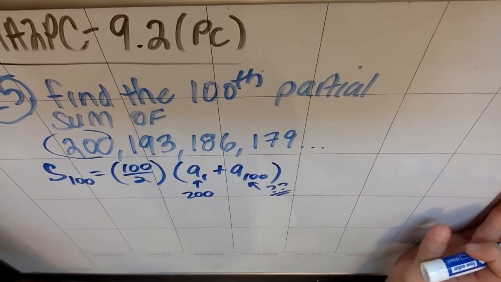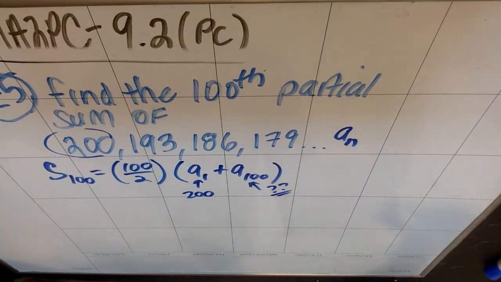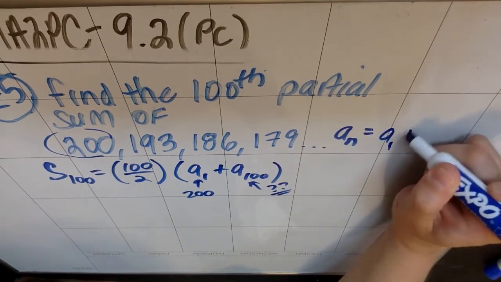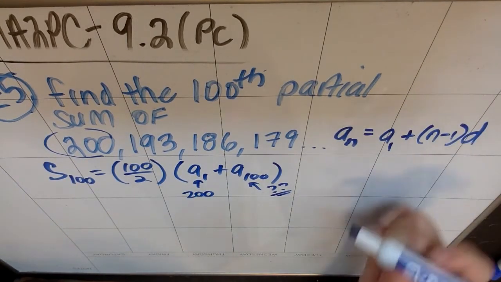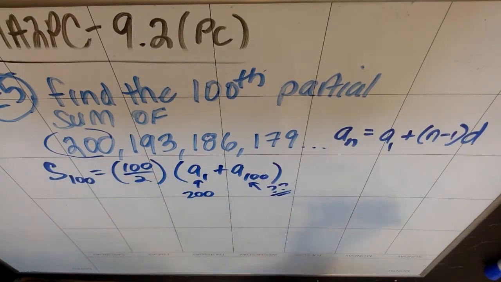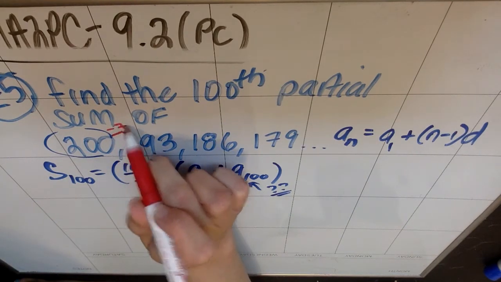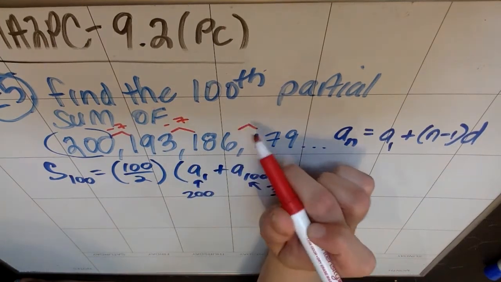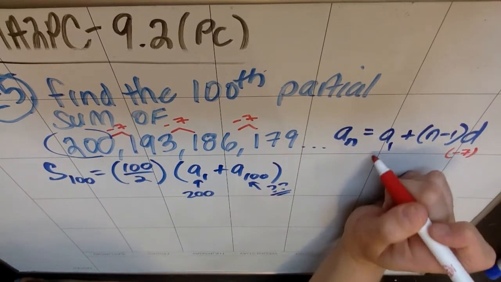If I want to find A sub 100, remember that the formula for the nth term of this arithmetic sequence is the first term, A sub 1, which I know, plus n minus 1 times the common difference, d. Well, I know A sub 1 is 200, and I can see by visual inspection that the common difference is negative 7. So 200 minus 7 would give me 193. Subtract 7 again, I'd get 186. Subtract 7 again.